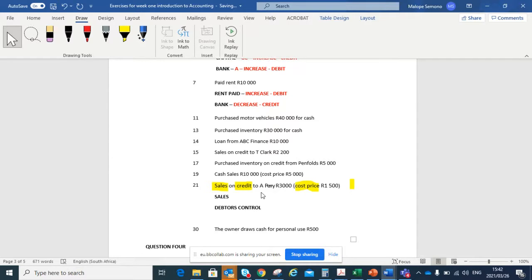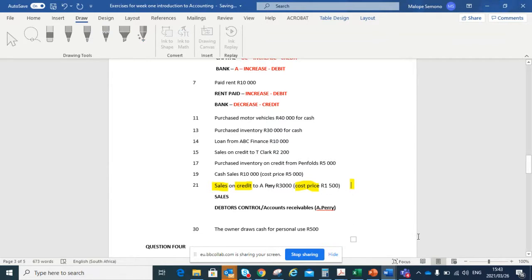Debtors control is the same as what you call accounts receivable. It's up to you. You can call it accounts receivable, or you can call it debtors control. Or you can also write in brackets the name of the person, A Perry. They do allow you to do that. So it's up to you. I hope everyone is following.